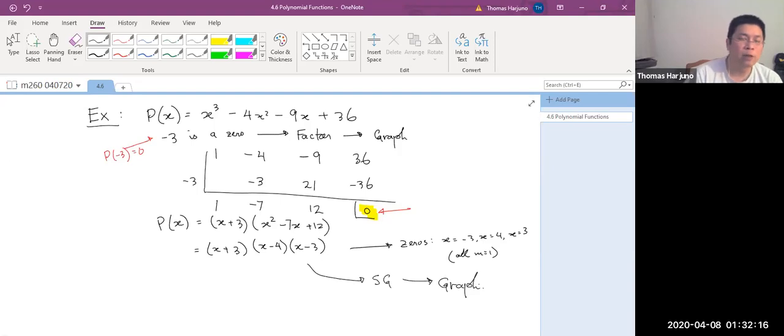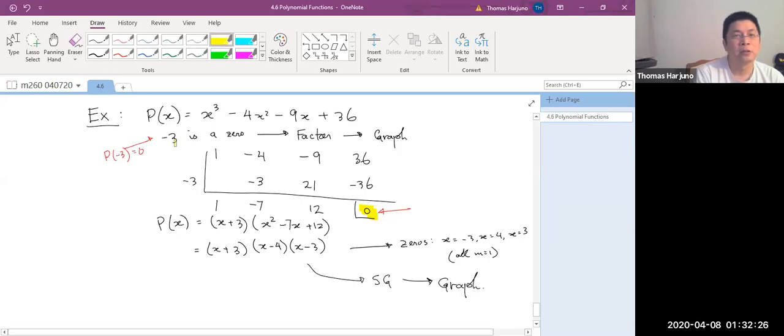Okay, now that's what the factor theorem is for. Once you know a zero, then you know a factor. Using that factor, you can find the other factor. Because -3 is a zero, then x plus 3 is a factor. Because x plus 3 is a factor, the quotient must also be a factor. Because the quotient is a factor, I can go on further.